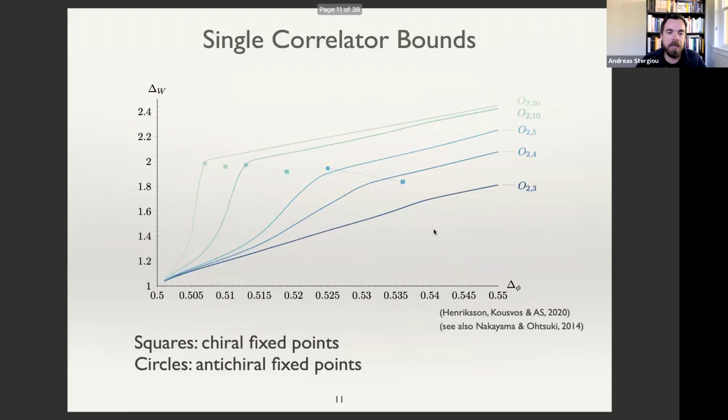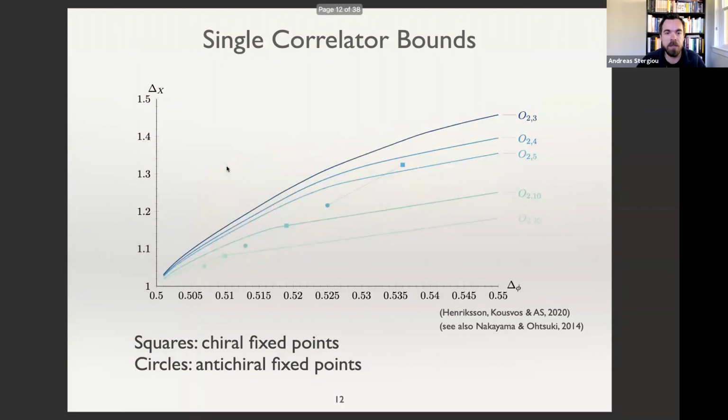One reason may be that these fixed points are not both on the bounds, right? As far as single correlator bounds are concerned, it's different than cases that have been discussed here in this workshop. For example, Shai just discussed his case where kinks were both on the bound. Here it's different. Here we know that one kink saturates, the other is in the allowed region. That doesn't allow us to see this at the level of single correlator bounds.